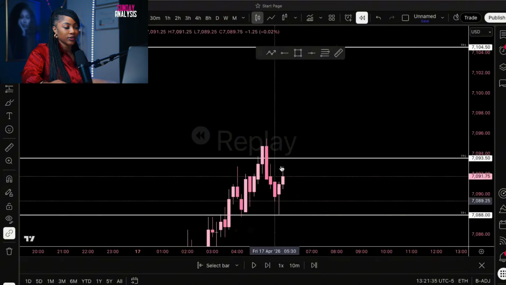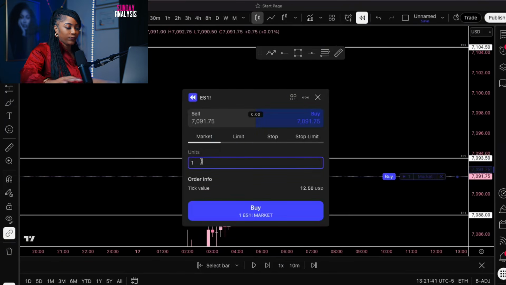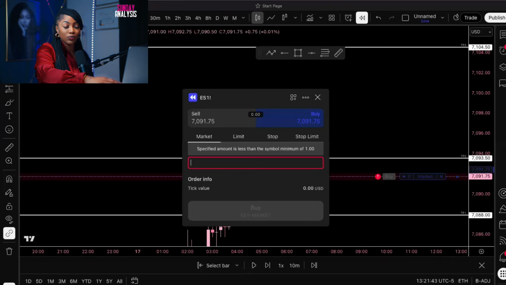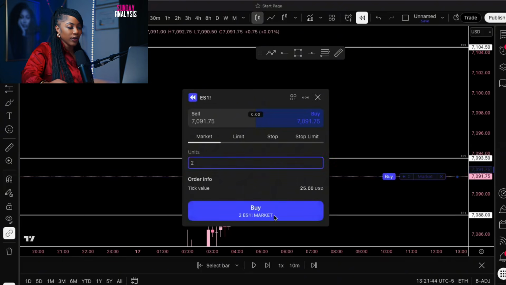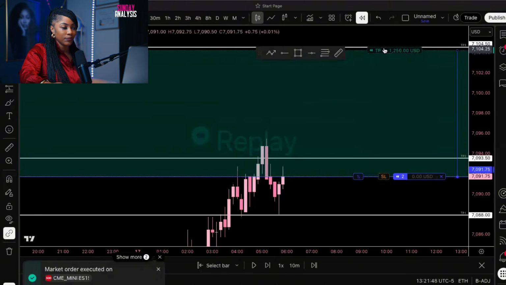So now we are pushing up, and that will make me confident to enter again, because levels of support are going to push price up. And so I'm going to go ahead and enter, right? And I'm going to go ahead and aim for TP3.